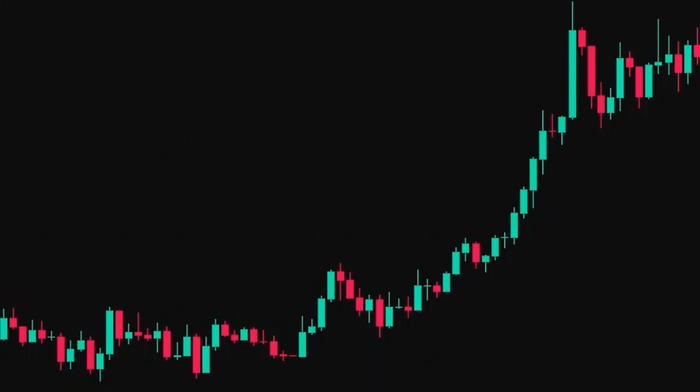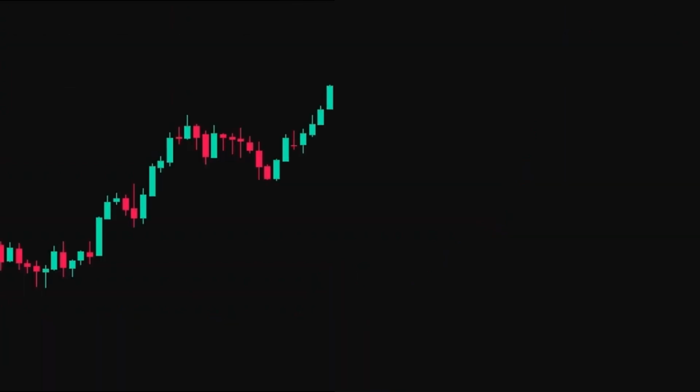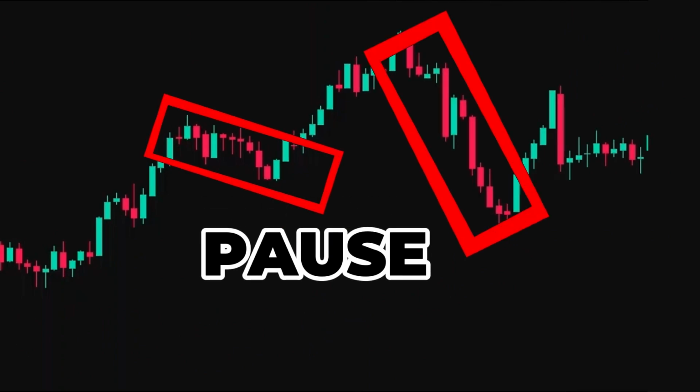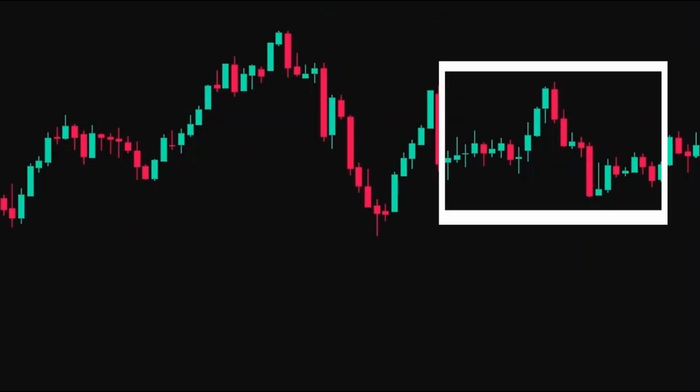about the pause. So, what does a pause mean? Let's learn about it in brief. When the market stops going into the direction of current trend, it is said that the price has made a pause in the current trend. The pause can be in form of sideways too.